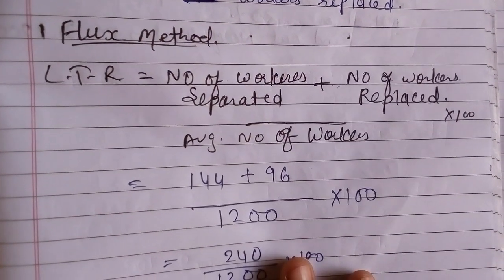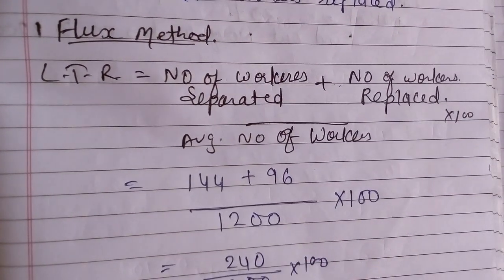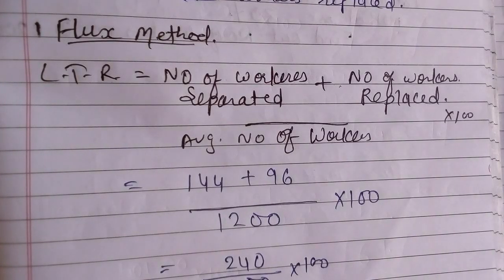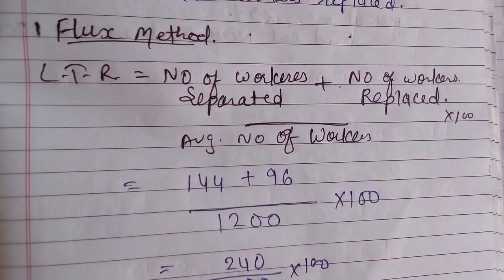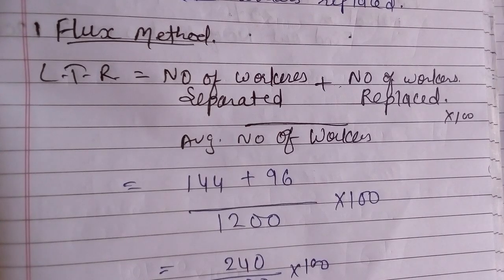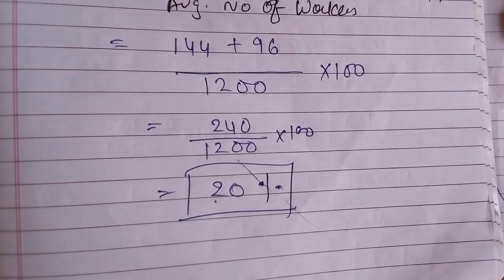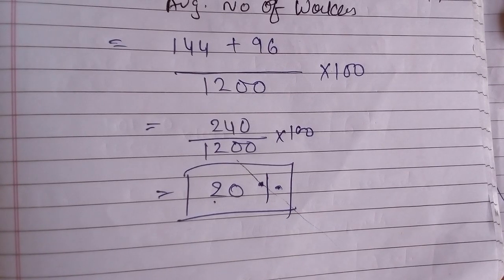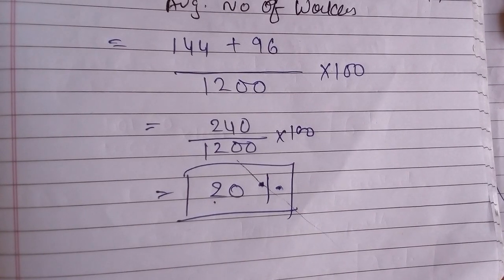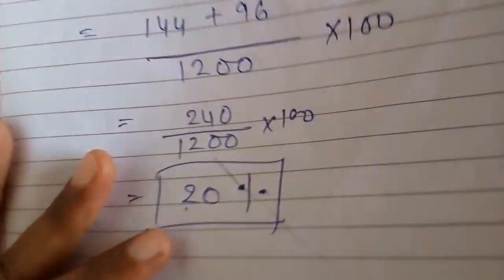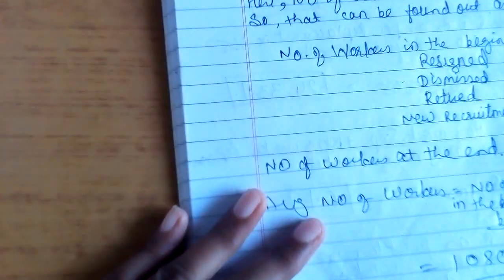And now flux method: number of workers separated plus number of workers replaced divided by average number of workers into 100. So the flux method labor turnover rate is 20%. It means on an average there is a 20% labor turnover during the particular period, in and out ratio of laborers, right? So this was the example that we have discussed in the previous session.